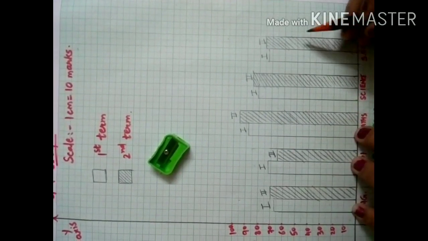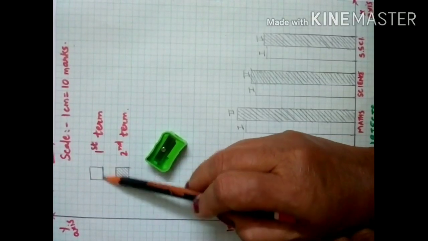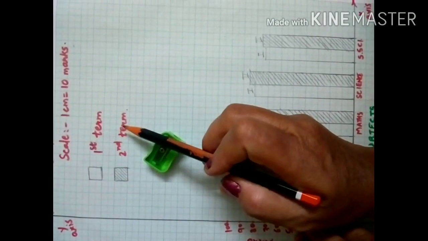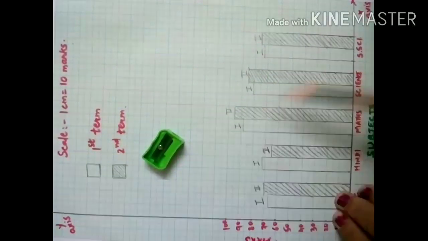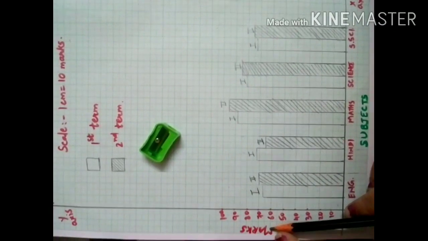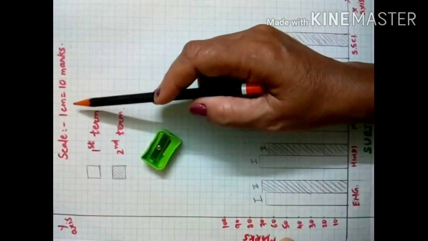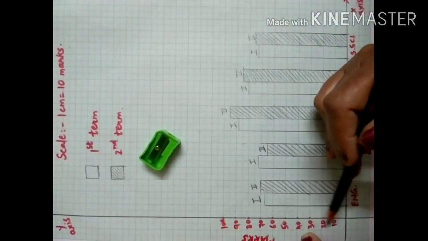Now for this information we have to show here in a square. This blank square is for first term and the shaded square is for second term. So in the graph we should mention the y-axis, x-axis, here marks, here subjects, then the scale 1 centimeter equal to 10 marks, and you show the numbers properly here.